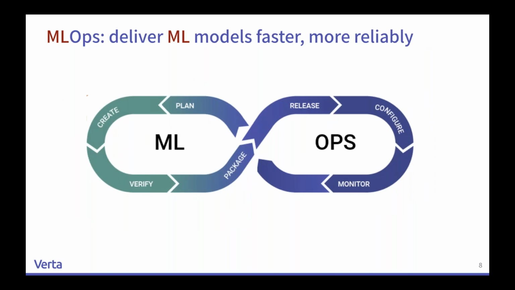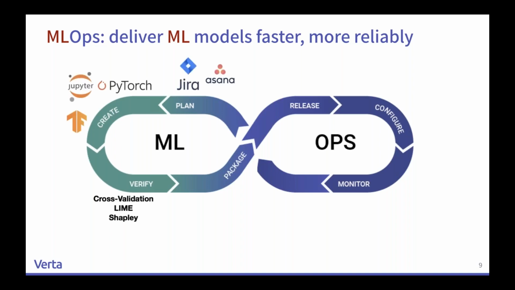MLOps, broadly defined, is a discipline that helps you deliver ML models faster and more reliably. So it helps you go through the same loop where your planning creation now involves training of your models. You might be doing hyperparameter optimization. You might be testing out models from different papers, so on and so forth. But that's the core of MLOps, and we're seeing that there are tool chains forming in order to deliver MLOps.